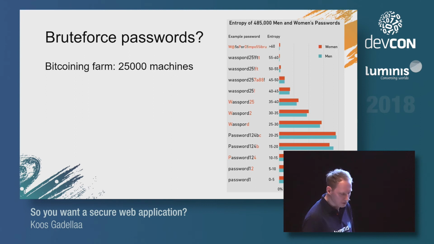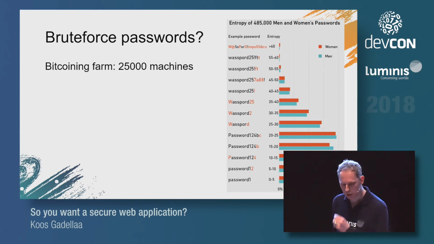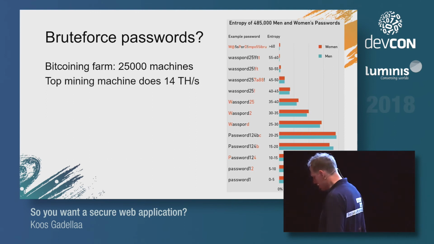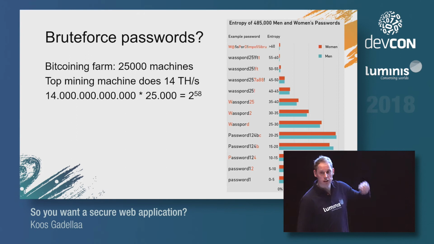Okay, so let's see. Well, we have this Bitcoin mining farm, and you can Google it if you want to. They have 25,000 machines in China. Well, that's a lot, but still not 2 to the power of 50. And then you start looking, how fast is a Bitcoin mining machine? The top mining machine does 14 terahashes per second. Well, that's also a lot, but how much is that? So you combine the two, and they have 2 to the power of 58. So what this means is that in a single second, such a setup could guess your passwords with 99% probability.